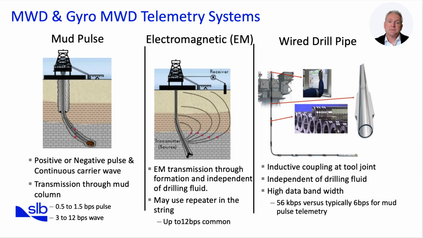Wired drill pipe telemetry offers the highest bandwidth, exceeding 56 kilobits per second, using inductive couplers at each tool joint. This enables transmission of large datasets, including real-time logs and images. However, it requires specialized drill pipe and is expensive. The major benefit is in deep water applications where the rig rate is very high. Any time saved from higher data rates can be significant, incentivizing continuous use.